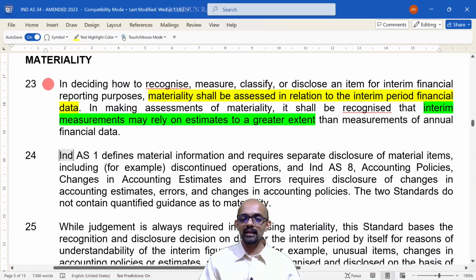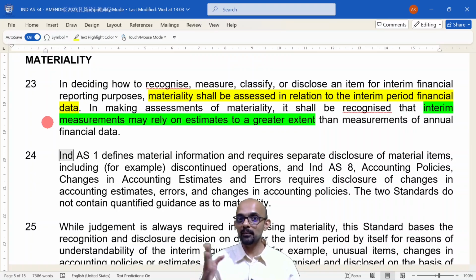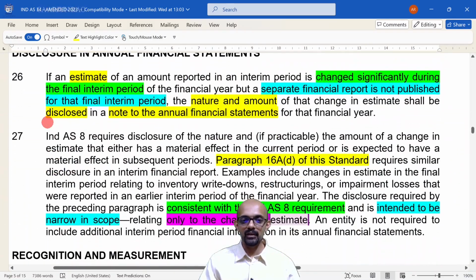So, materiality should be assessed in relation to the interim period. What is not material for the annual may be material for the interim, right? And we can rely on measurements and estimates to a greater extent in the interim because they are meant as an update to the previous annual financial statements.